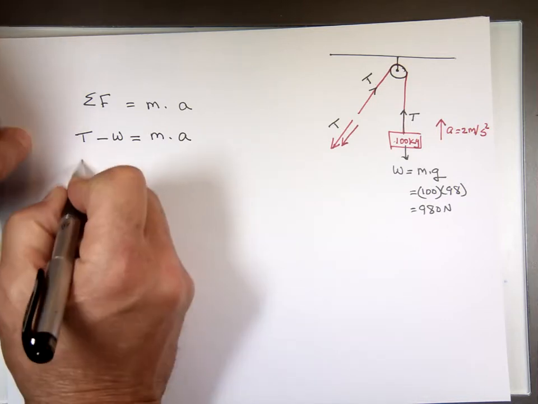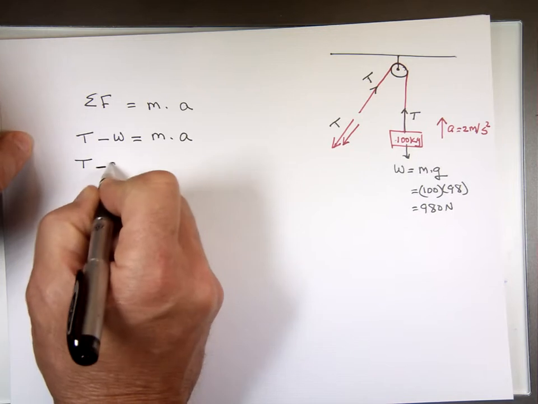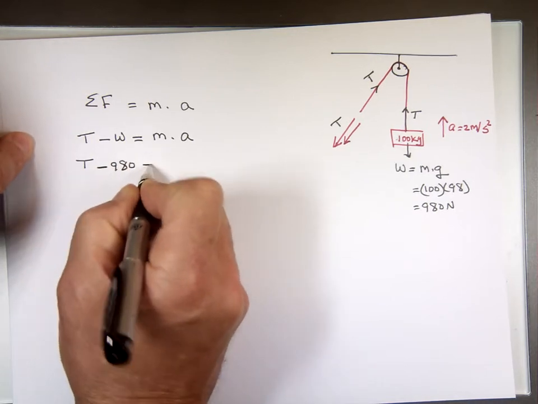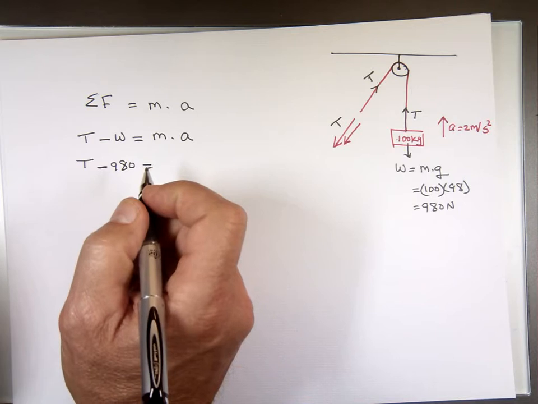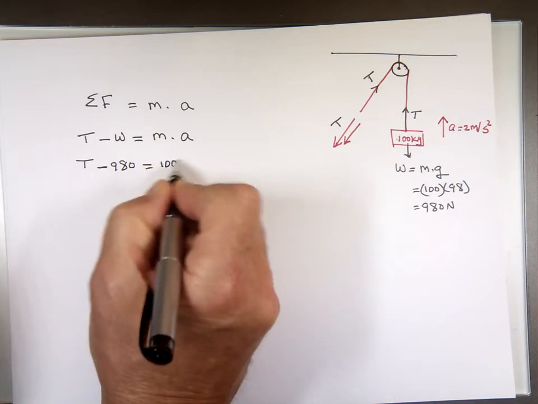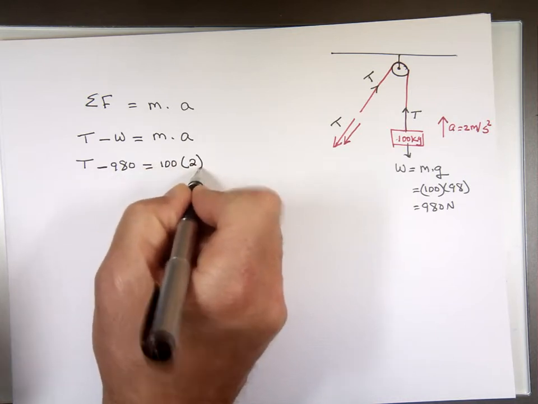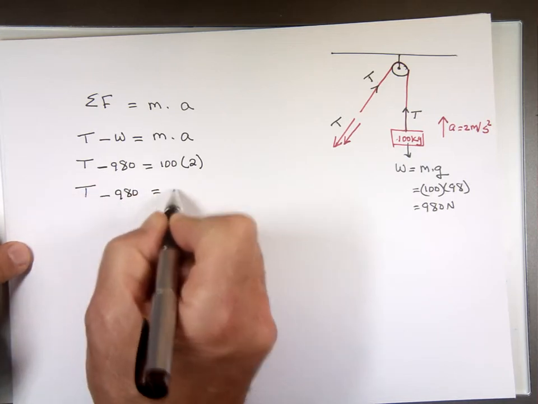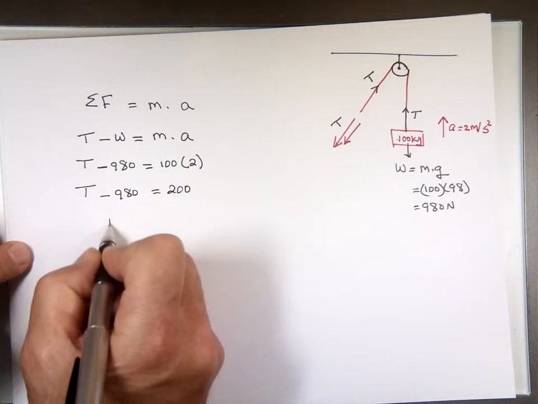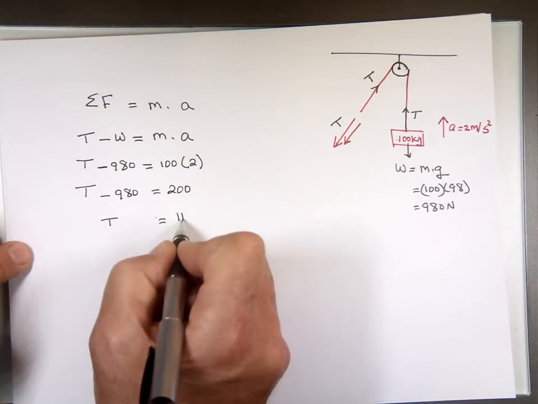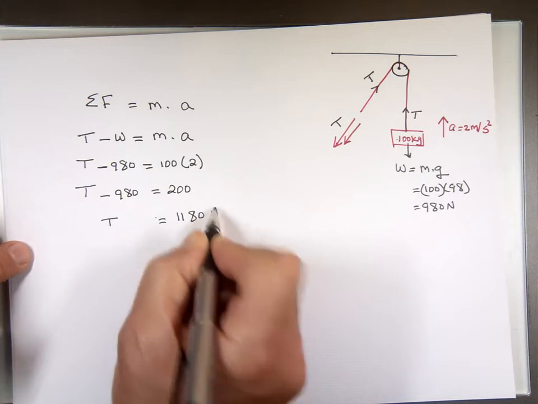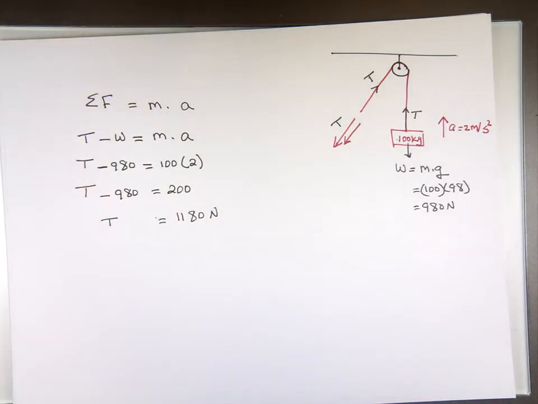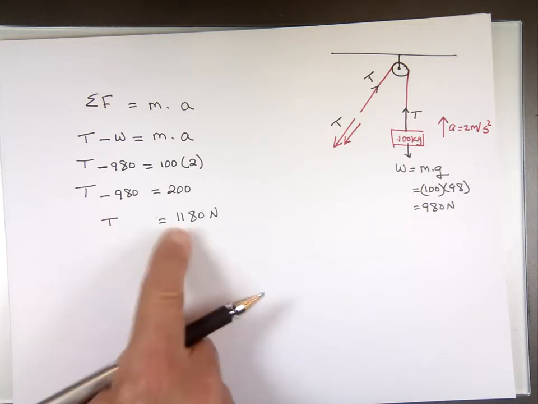T is unknown. The weight is what? 980 equals the mass times the acceleration. The mass is what? 100 times the acceleration, which is 2. T equals what? 1180. Notice if this object wasn't moving, the tension would equal what? 980 if it wasn't moving. But when you start to move with acceleration there, the tension on the cable is more.